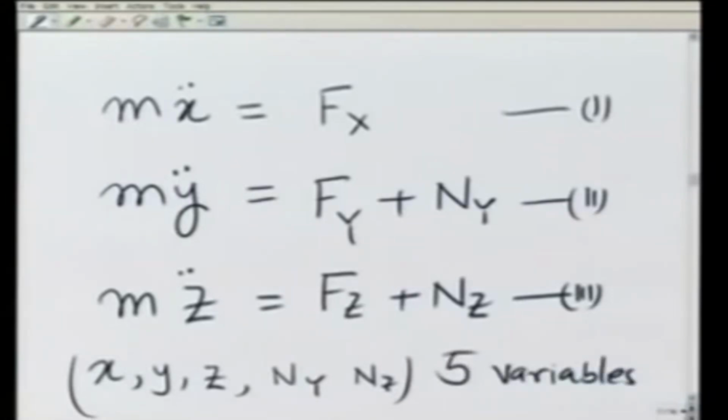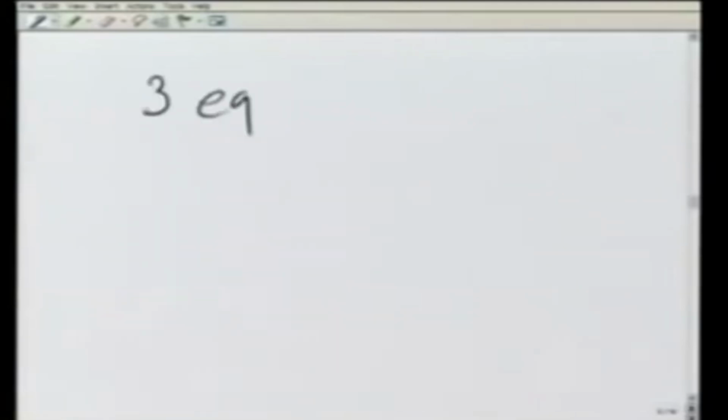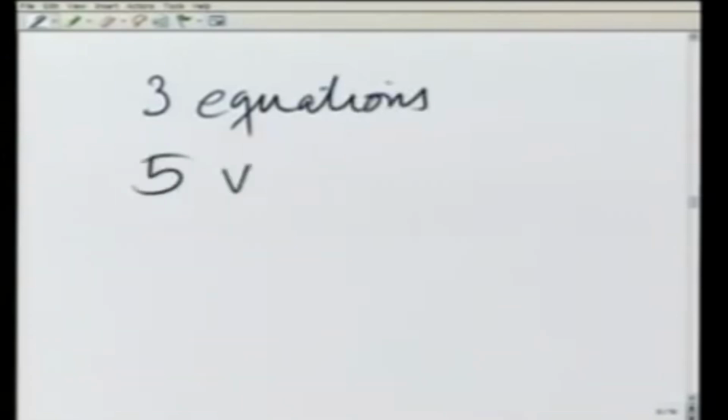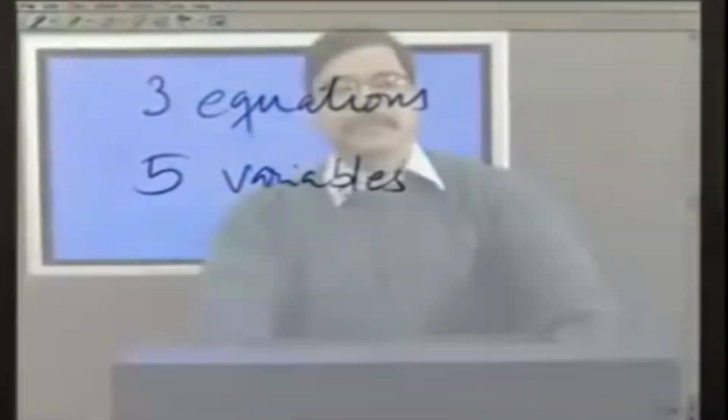On the other hand, I have only 3 equations. So I have 3 equations and 5 variables. Obviously, with this I cannot solve the problem. Where do I get the 2 other equations from?